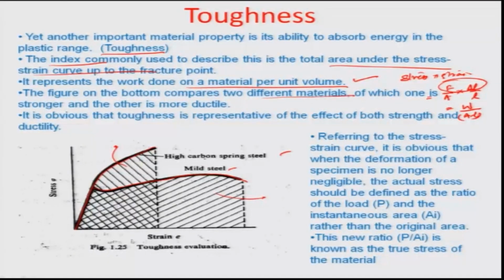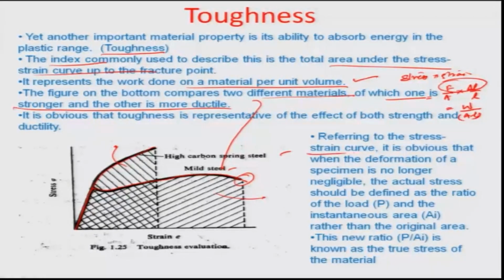The figure on the bottom compares two different materials, one of which is stronger, the other is more ductile, as you can see here. The more ductile one is probably the one which has more strain percentage. In this case, the mild steel is much more ductile in comparison to the high carbon steel, although the ultimate yield strength of the high carbon steel may be higher in comparison to the mild steel.